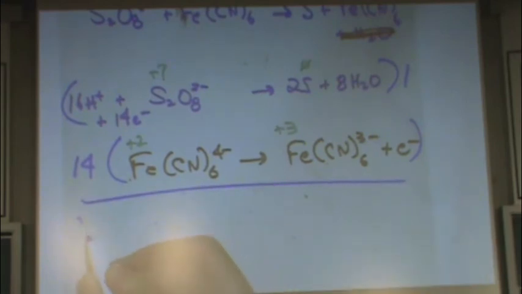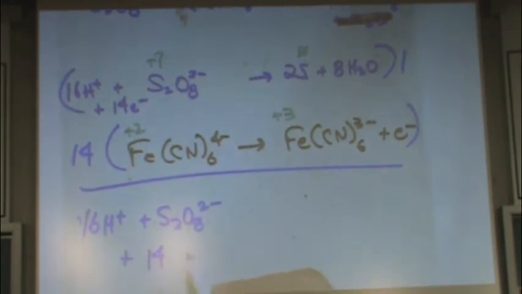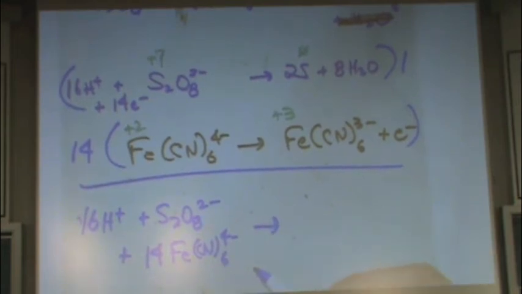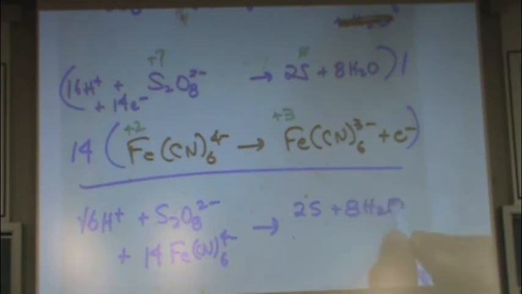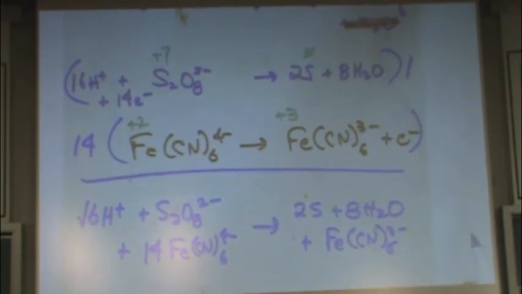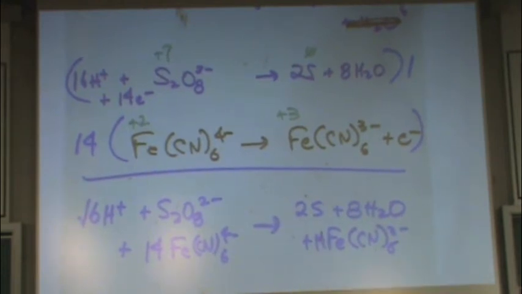All right, so I'm going to get 16 H plus, S2O8 2 minus, plus 14 Fe(CN)6 4 minus. Okay, I think I got all the reactants. Now let's do all the products. We got 2 sulfates plus 8 H2O plus Fe(CN)6 3 minus. Oh, did I miss something? There's 14 of them. Okay. Cool? I think it's simplified. We're good. That's the final answer.